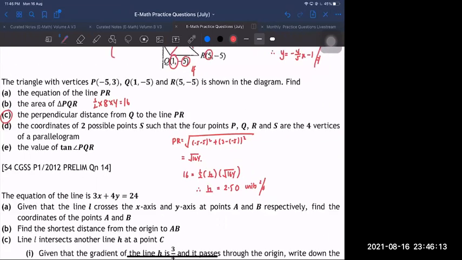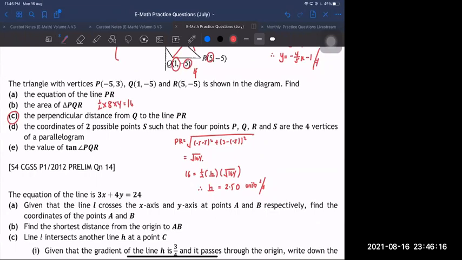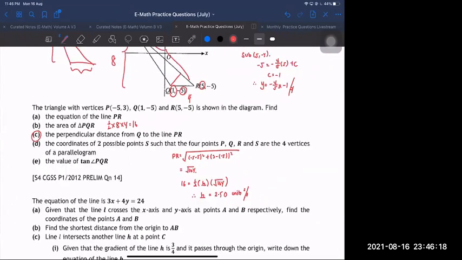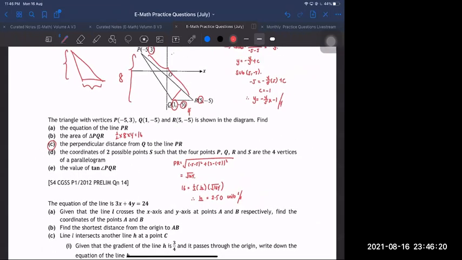Can I use cosine rule also for the shortest distance? Yes, you can. But the problem is that you don't have an angle here. You can use the cosine rule, but you would need to find the angle first. So this is faster if you use this method. The cosine rule works for trigonometry questions. For this kind of coordinate geometry question that needs perpendicular distance, this method is faster. Trust me on this.